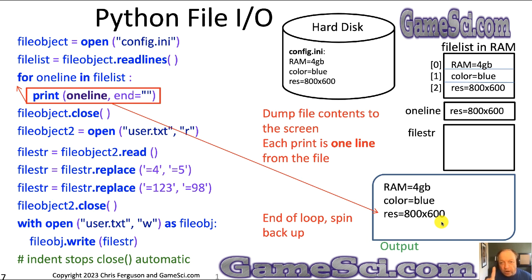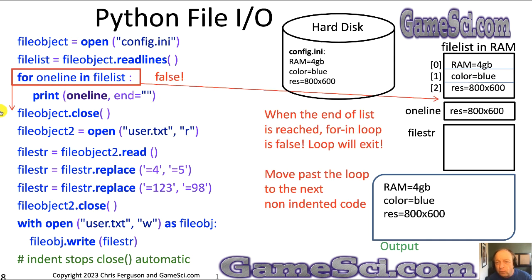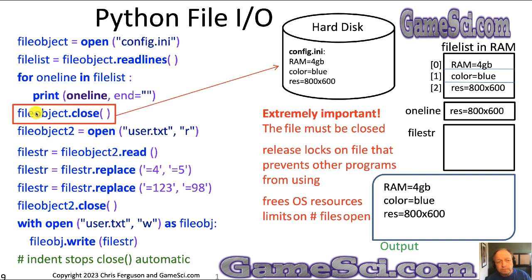This is just one way to loop through the data in the file. There are many other ways to do it. Some of them we'll look at. It will come back up and try to get the next line. For one line equals file list, but this time it'll evaluate to false because there are no more list entries. It's run out of data in the list. When the end of the list is reached, the for-in loop is false. The loop will now exit. We'll move past the loop to the next non-indented line of code.